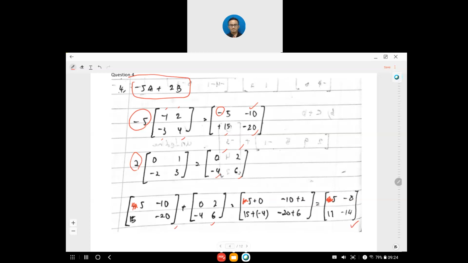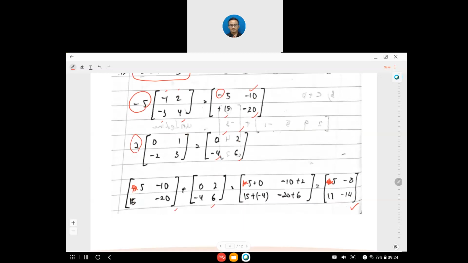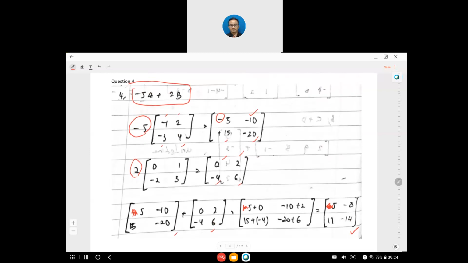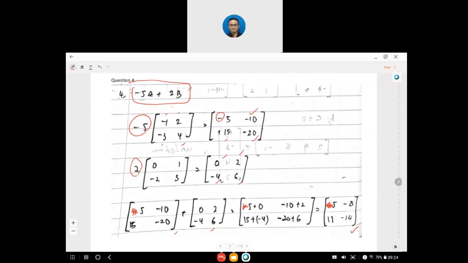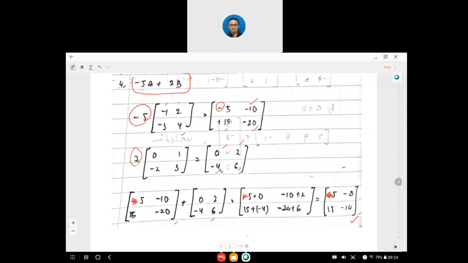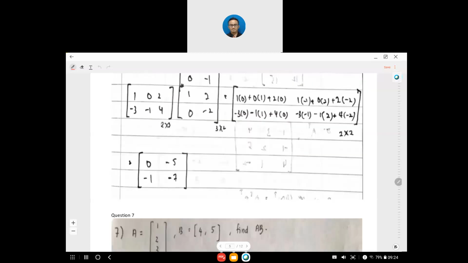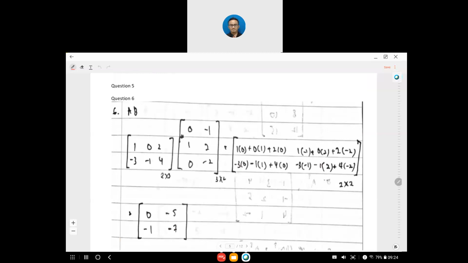So make sure, even if you look at a simple question, please check carefully. Don't make simple mistakes like this. In the tutorial it is okay, but in your test, your assignment, your final exam, please check carefully. Okay. Question 5, we don't have it because it is also equal.